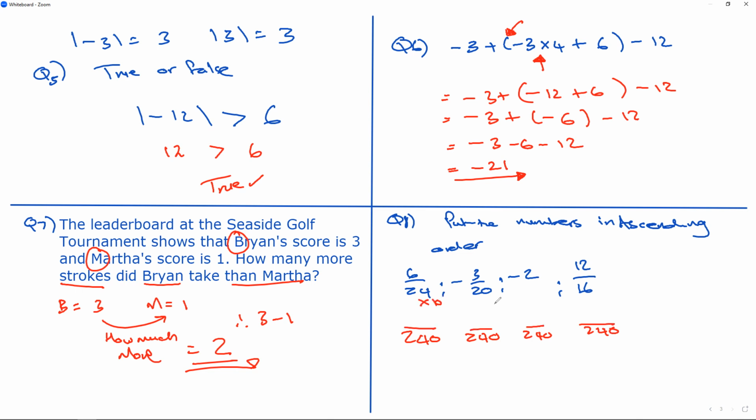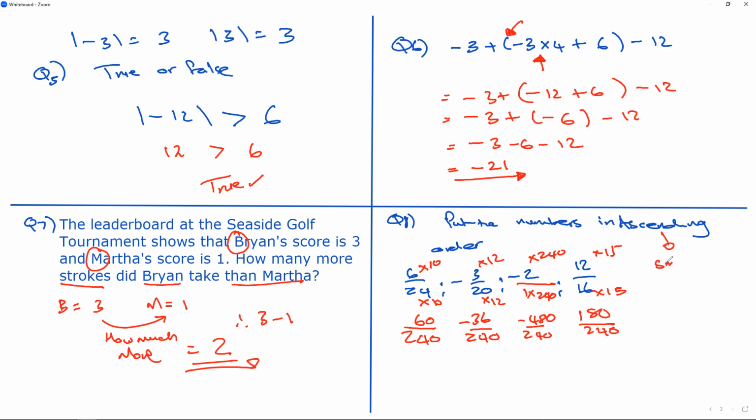I would multiply this by 10. I would multiply this by 12. I would multiply this by 2, by 15. And I would multiply this by 240. So on that token, I would multiply the top by 10, by 12, by 240, and by 15. That'll become 60, that'll become negative 36, that'll become negative 480, and 12 times 15, let's see what that is, 180.